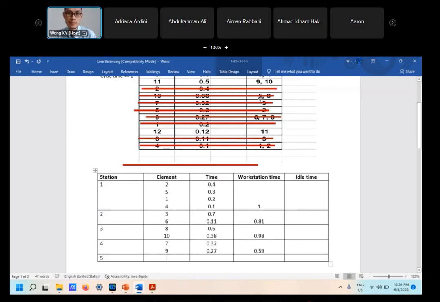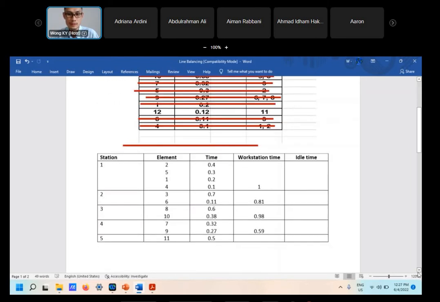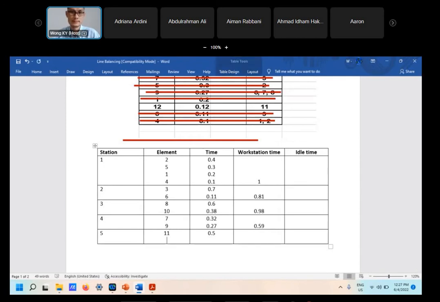Okay, so for workstation 5, I think it's very simple already. You are only left with elements 11 and 12. So I will have to assign 11 first, because it's at the top of the list, right? In terms of precedence, it's satisfied already. 9 and 10 have been started already. So I can assign 11. 11 has an element time of 0.5. Once you have assigned 11, you can cut it off. Most of the elements have been assigned except for element 12, so the last choice is element 12. We assign element 12 in workstation 5. Element 12 has an element time of 0.12. So the station time in station 5 is 0.5 plus 0.12, you get 0.62.